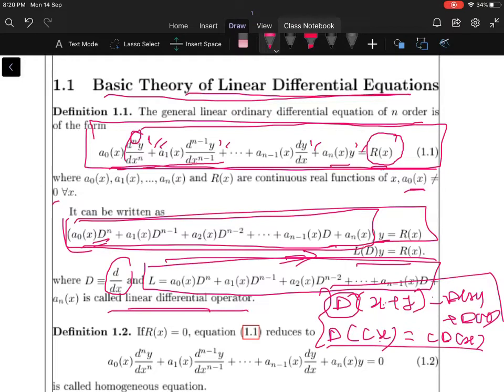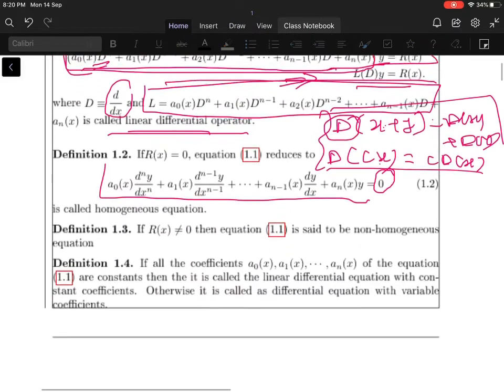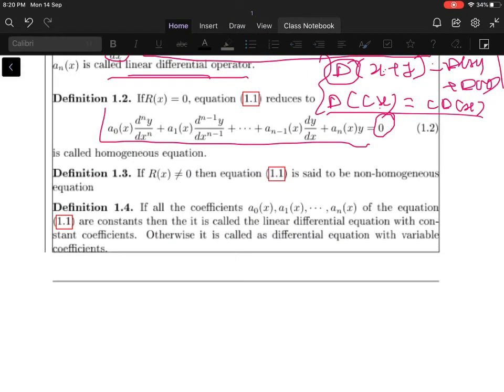Now let us move to the definition. Go to equation 1.1. You take r of x equal to 0. If I assume that r of x is a function of x only, there is no y term. Here y is the dependent variable, x is the independent variable, you should know. If r of x equal to 0, equation 1.1 reduces to the same LHS, but the RHS I made 0. So this equation is called 1.2.